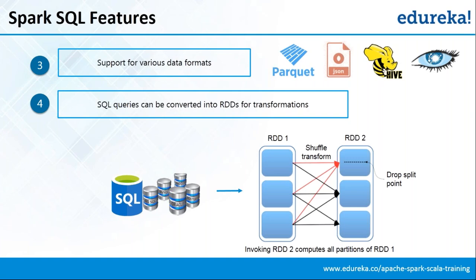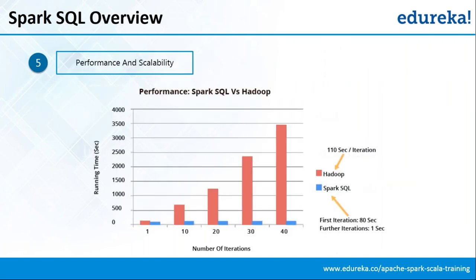Now, if we talk about performance and scalability, on this graph, if you notice, the red color is related to Hadoop. You can notice that the red graph is much higher in comparison to the blue one, and blue denotes my performance with Spark SQL. So you can notice that Spark SQL is performing much better in comparison to Hadoop. On the y-axis, we are taking the running time, and on the x-axis, the number of iterations.